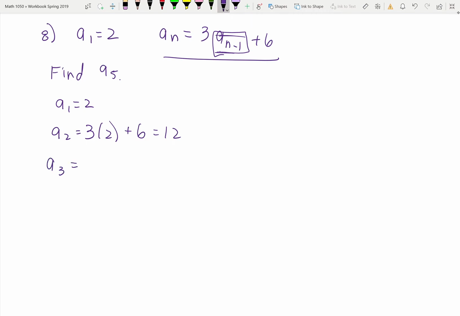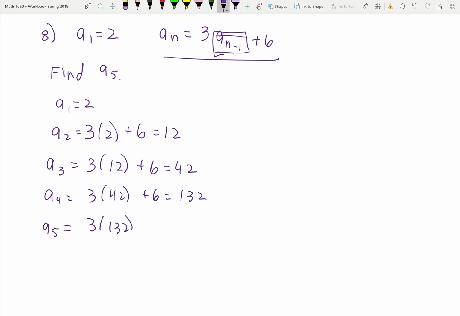Do the next one. A sub 3 is 3 times the previous term, which is 12, plus 6. That gives you 36 plus 6, which is 42. Do the next one. A sub 4 is 3 times 42 plus 6. So if we go 3 times 42 plus 6, I get 132. This is the one they're looking for, a sub 5. So it's 3 times 132 plus 6, and you get 402, and that's your answer.